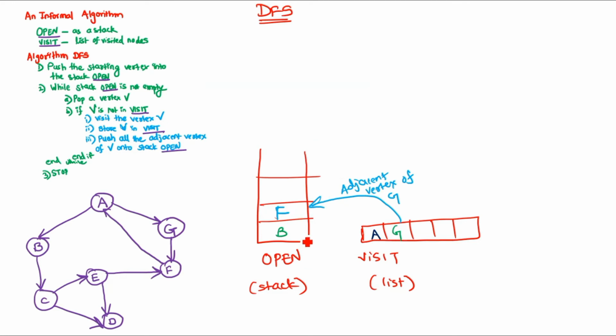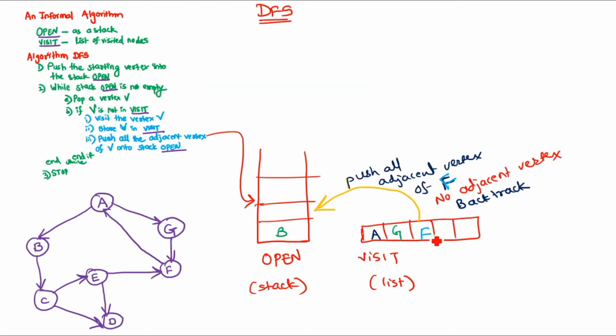Now we search for the top of the stack. Again the top of the stack is F. We remove it from here and keep it in the visit list. Then we see what the adjacent vertices of F are, so we push all adjacent vertices of F. But there are no adjacent vertices.